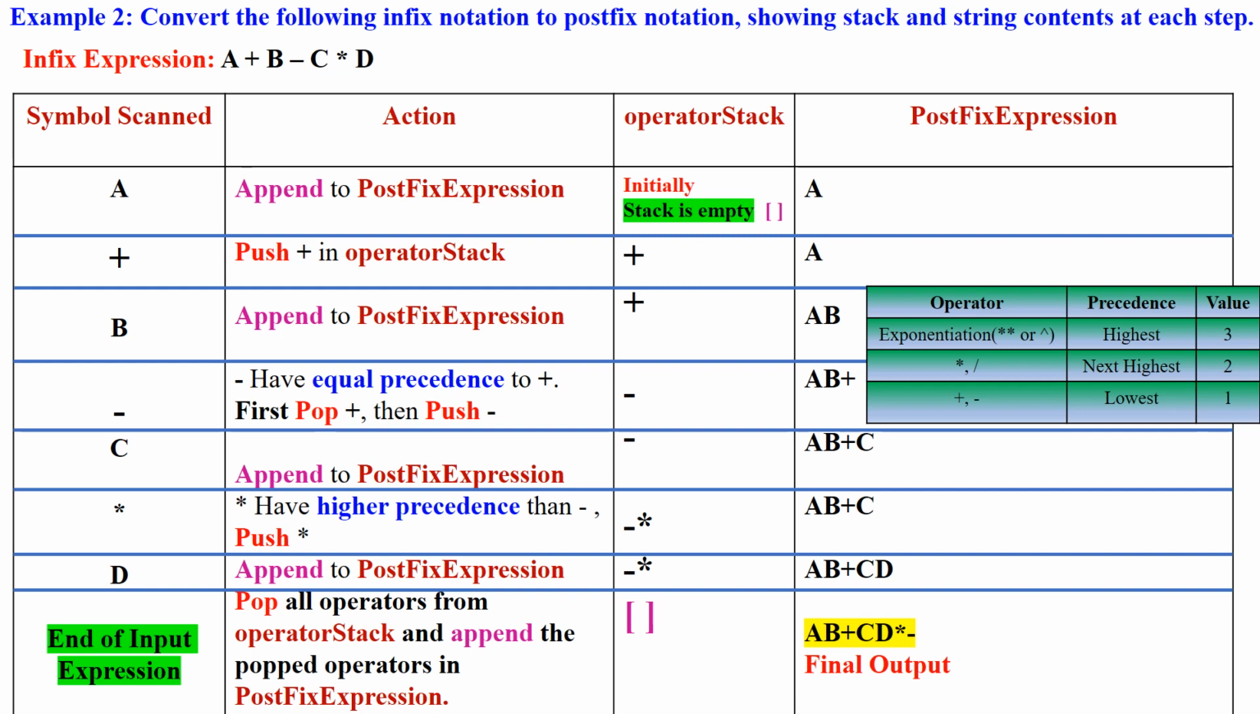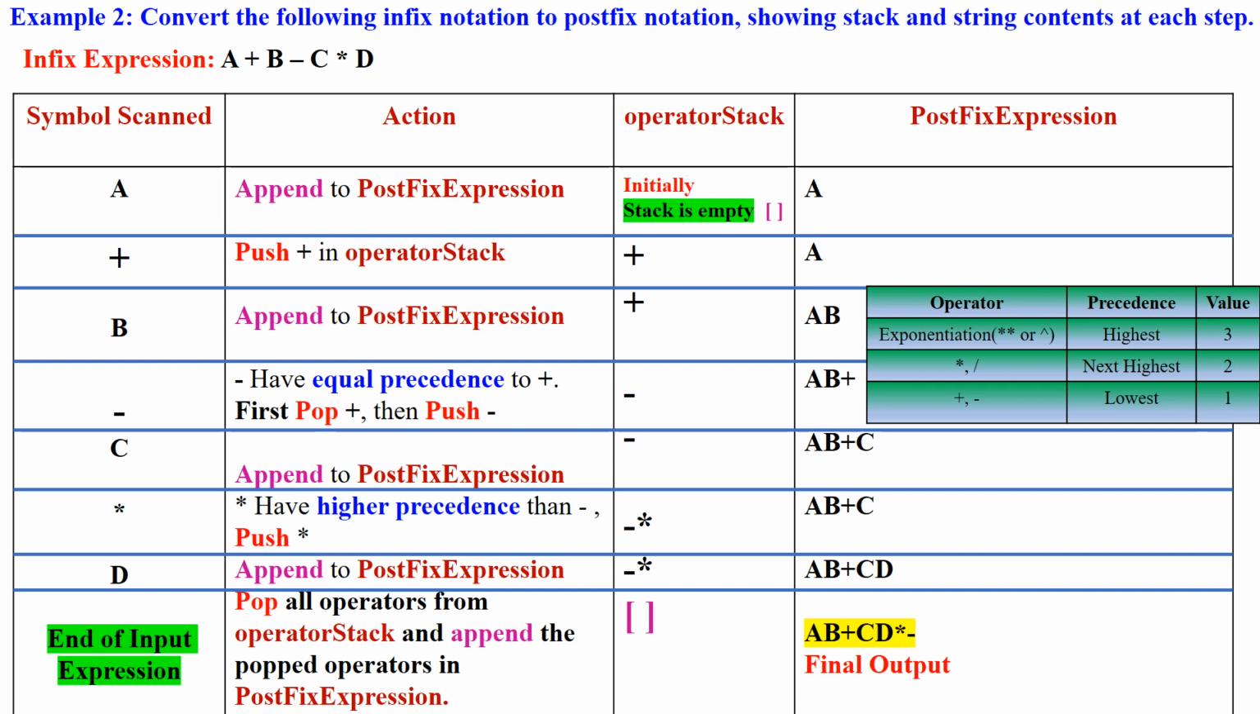In the next step, symbol scanned is minus. Minus has equal precedence to plus. You can check the precedence table given on the right side of the screen for your reference. So, in the operator stack, first pop plus, then push minus. Now operator stack holds minus. Plus is popped out of the stack and hence postfix expression now stores a, b, plus.